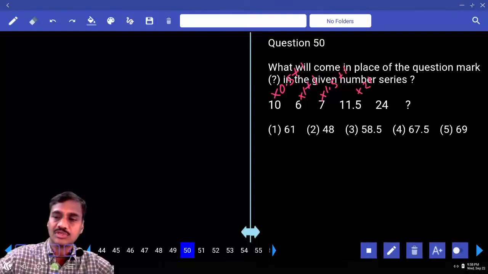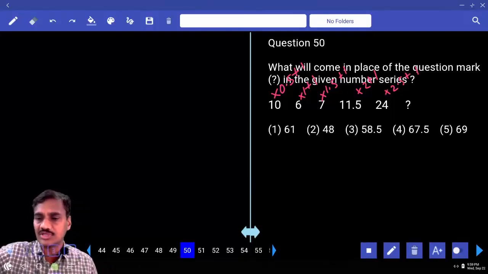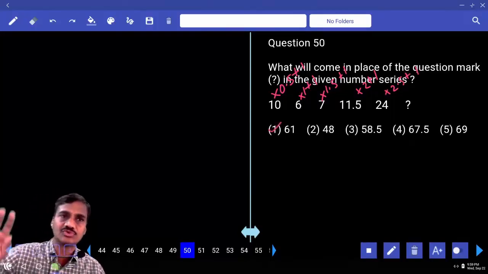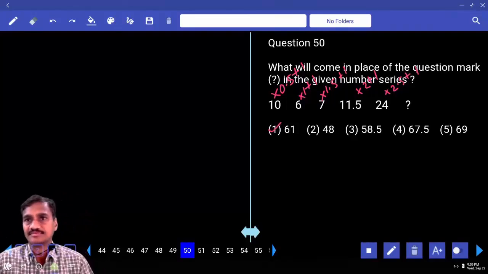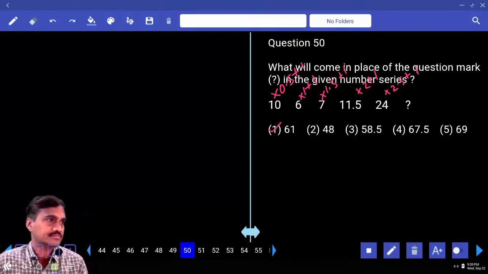11.5 into 2, how much does it come to? 11.5 into 2, 23 plus 1. Next one into 2.5 plus 1. 24 into 2.5, 60. Plus 1 is 61. Choice 1 is the answer. Question number 50. Done? Now this is about question numbers 46 to 50, number series in this paper.